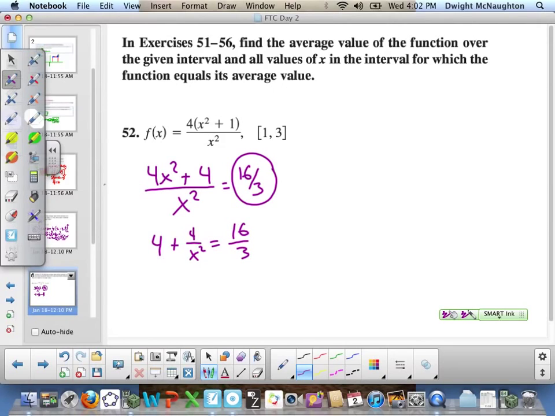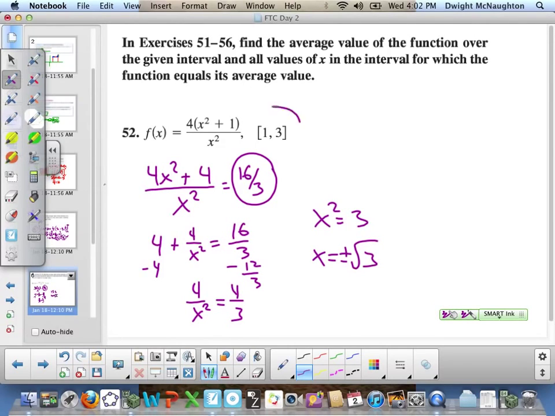Solve for x. We'll subtract 4. I'm going to write that as 12/3 over here. So we got 4 over x squared equals 4/3. Looking at that, we can see that x squared equals 3. So x equals plus or minus the square root of 3.